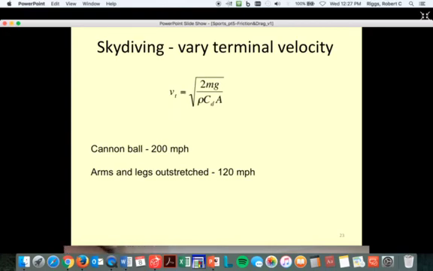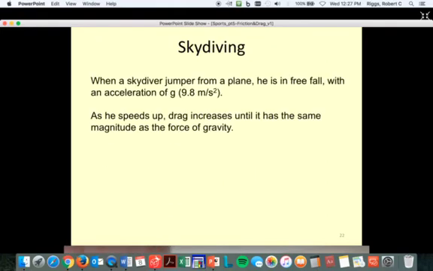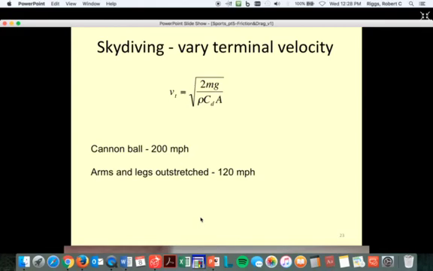Cannonball, your maximum speed is going to be about 200 miles per hour; arms and legs stretched out, about 120 miles per hour. That'll be your terminal velocity, because eventually the drag force is going to equal the gravitational force. When you set these two things equal to each other, that's where the coefficient becomes different. However, go watch the Felix Baumgartner video, and you'll see that he goes way past 200 miles an hour because he's starting out above the atmosphere. All right, I'm going to stop here. I'm getting excited. I love this stuff, in case you couldn't tell.